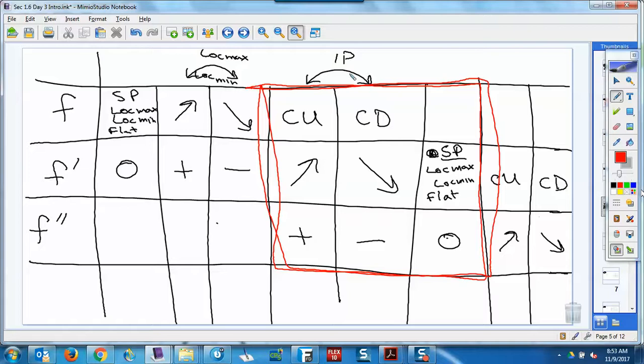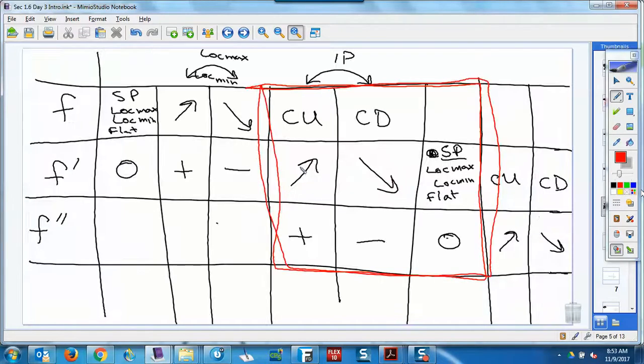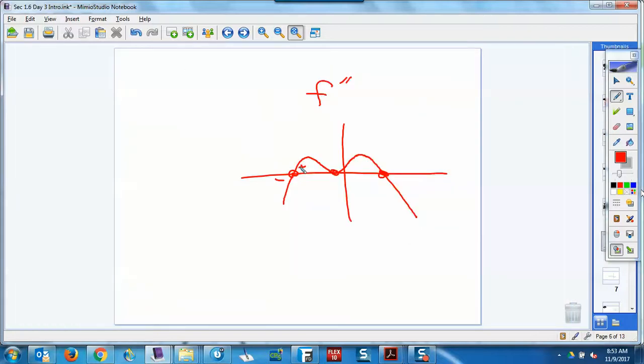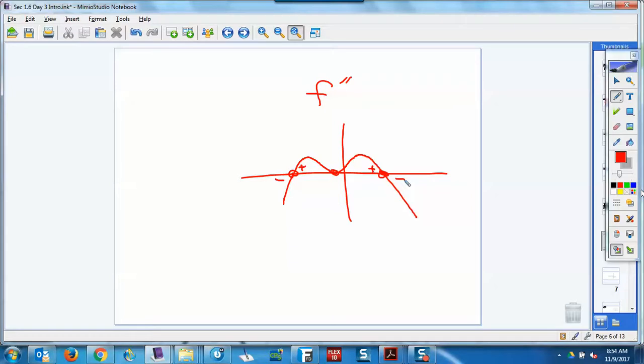Except the problem is not every time F double prime is 0 would you have one. See, what if I had this? Here's an F double prime graph right here. And what if F double prime went like that? F double prime is 0 those 2 times right there, right? If F double prime goes negative to positive, let's go back to the chart. If F double prime goes negative to positive, then F goes concave down to concave up, right? That's an inflection point. Okay? Over here, F double prime goes positive to negative. If F double prime goes positive to negative, what's F do? Concave up to concave down. That's an inflection point. But what if F double prime goes positive to positive?